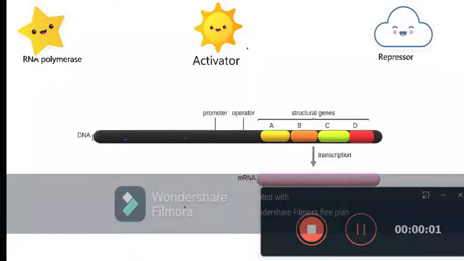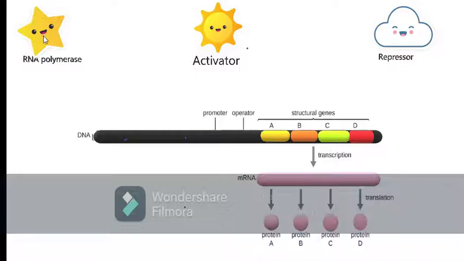Hello everyone, today we'll be talking about gene regulatory networks. We'll start by reviewing. RNA polymerase will bind to the promoter region. It will then transcribe these structural genes. Then we have mRNA, and mRNA is translated into proteins.